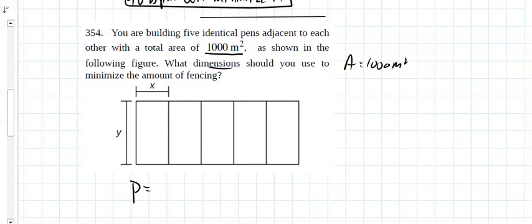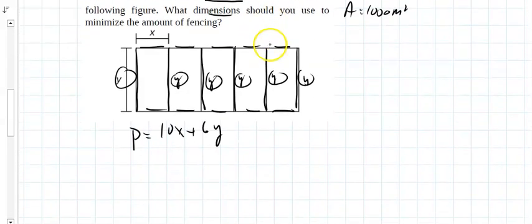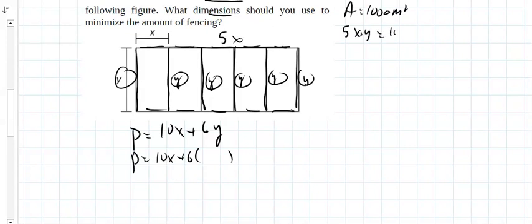Now, if I look at this, I am going to put a y right there, another y, another y, another y, another y, and another y. I'm going to put an x, 2, 3, 4, 5, 6, 7, 8, 9. There are 10x plus 1, 2, 3, 4, 5, 6y. That's how much I'm going to fence. I need to get rid of one of those. I want to get rid of the y because we're so used to x. And isn't the area of this, let's see, we said that was 5x. Area is 5x times y equals 1,000. So isn't y 1,000 divided by 5x, or 200 divided by x?